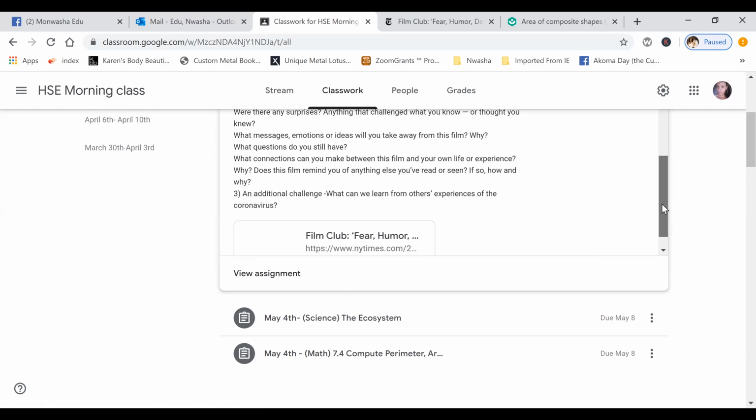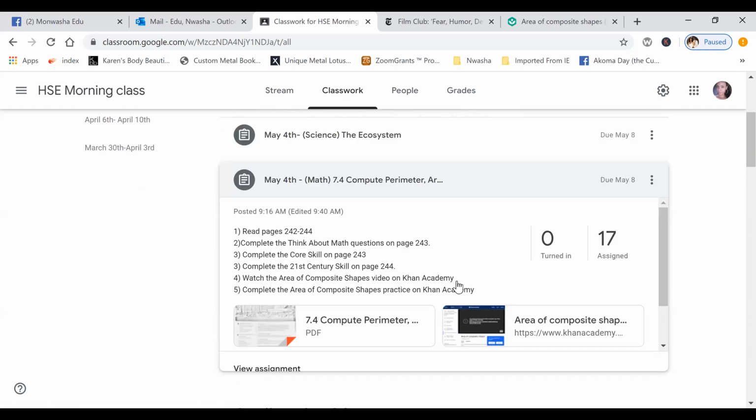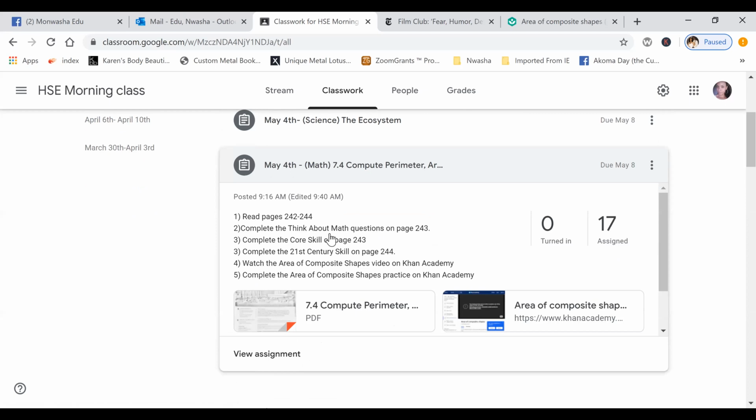And then for math, in the instructions, it's a little bit of a different breakdown. So there is the area of composite shapes within Khan Academy to help you with this first part of the section. And some people have already done Study Jam's composite shapes, but you can, of course, do that as well. So all we're really doing is from page 242 to 244 today.